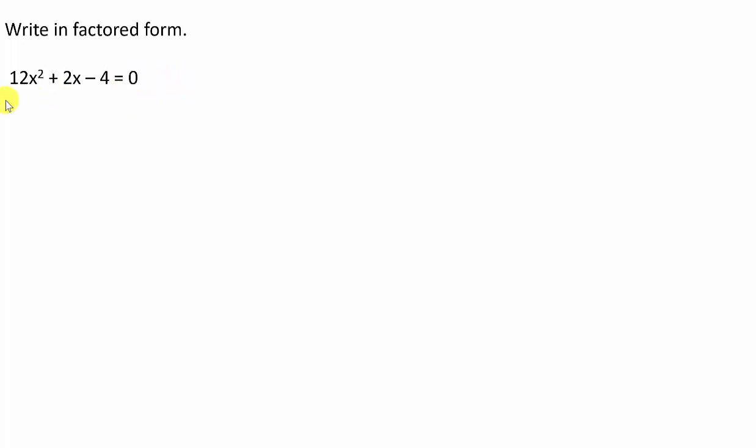The first thing you want to do is make sure that it's in standard form, so that you have x squared first, and then x, and then your constant term. If you ever get one that's not in standard form, go ahead and write it in standard form. And then the first thing we are always going to do with any type of factoring is look for a greatest common factor. We're going to look at each term and see, is there anything they have in common that I can take out?